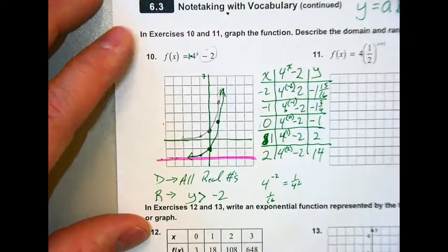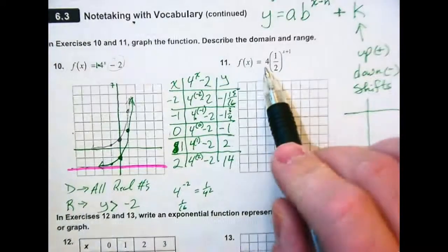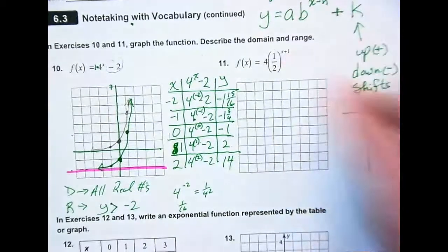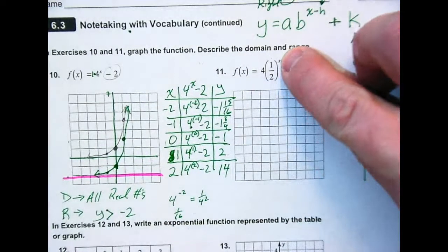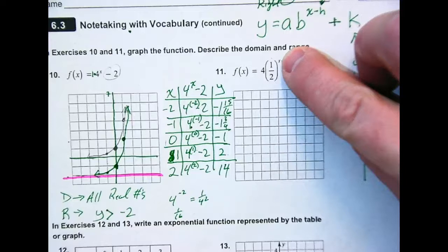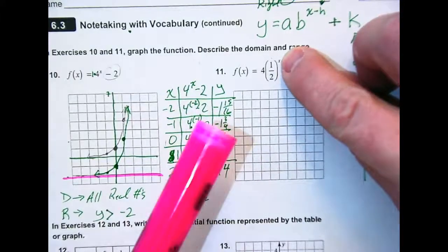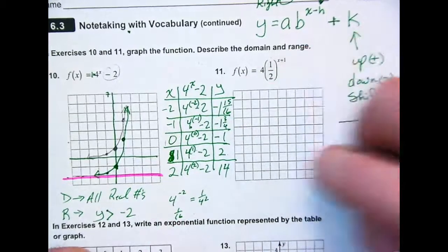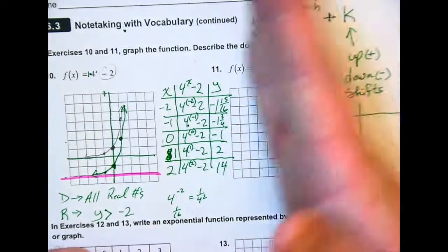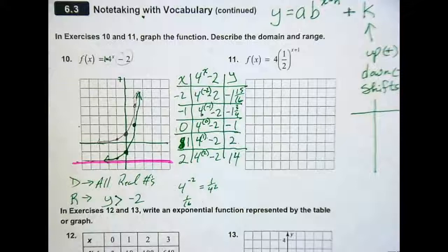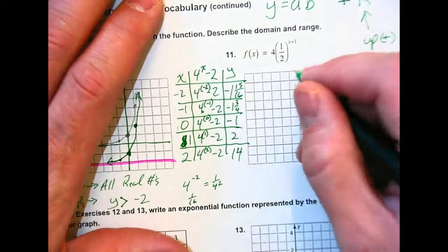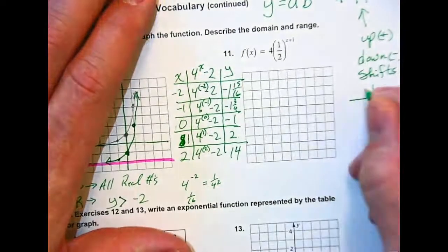Cool? All right. So this one right here, if I ignore the plus 1, if I just cover that up, is that growth or decay? Decay. It's decay because it's 1/2, right? It's in between 0 and 1. That means it's going downward. Now that plus 1 is going to take that graph, and what's it going to do? Go ahead and tell your neighbor, how's it going to change it? It's going to push it left or right.